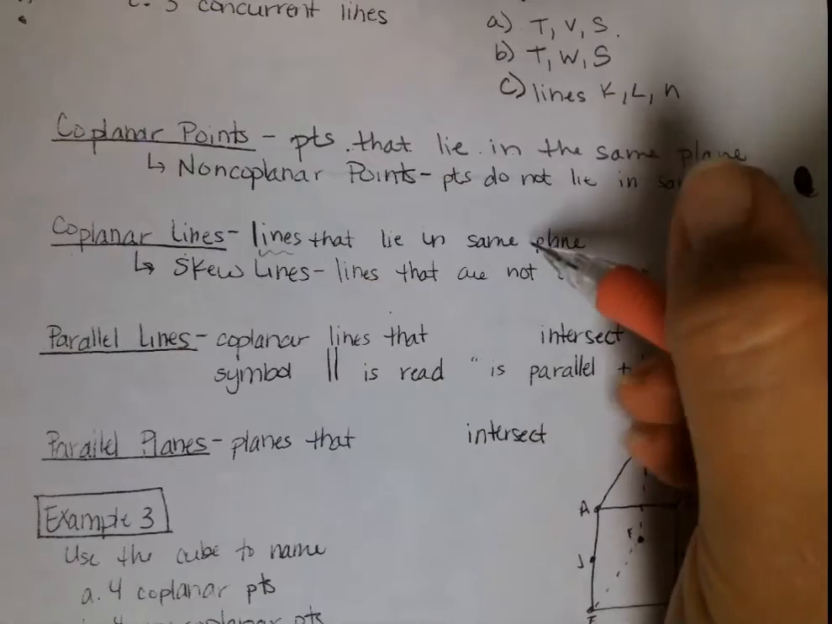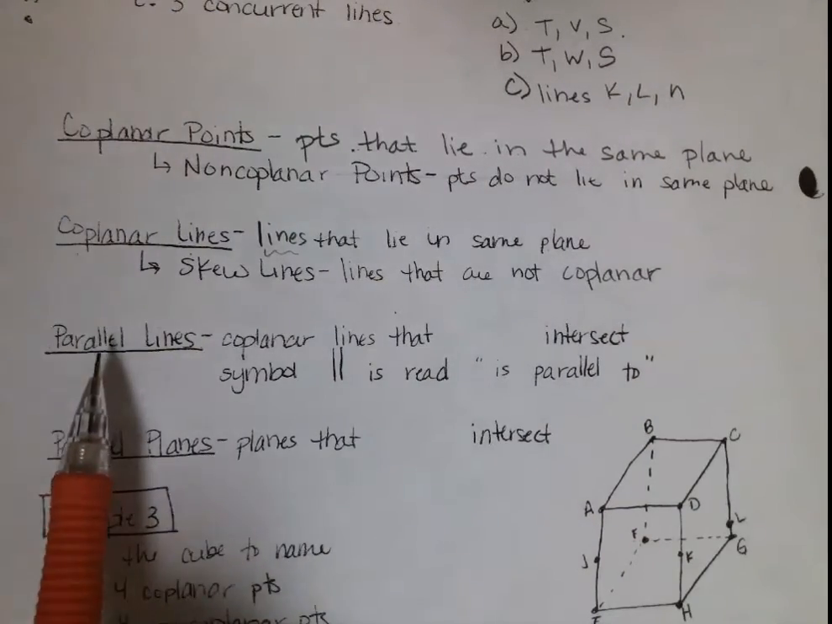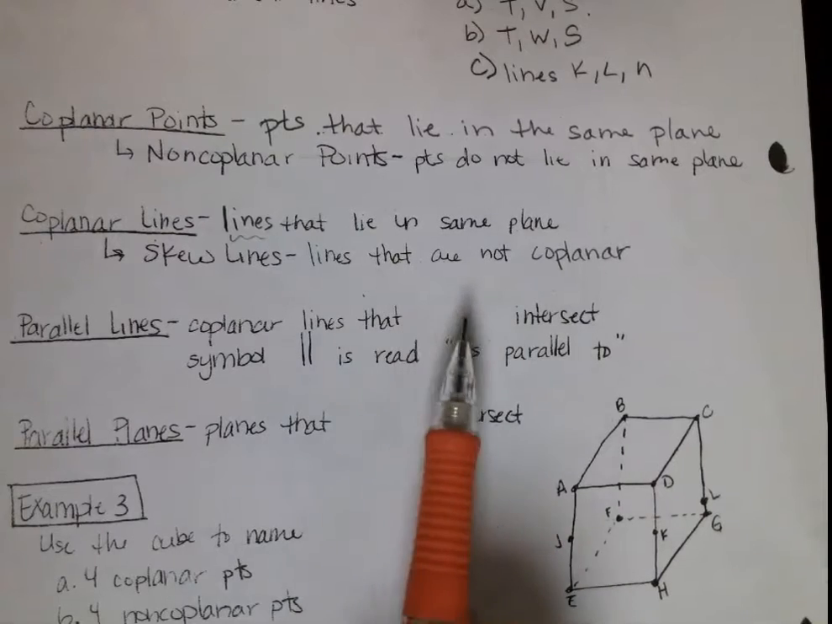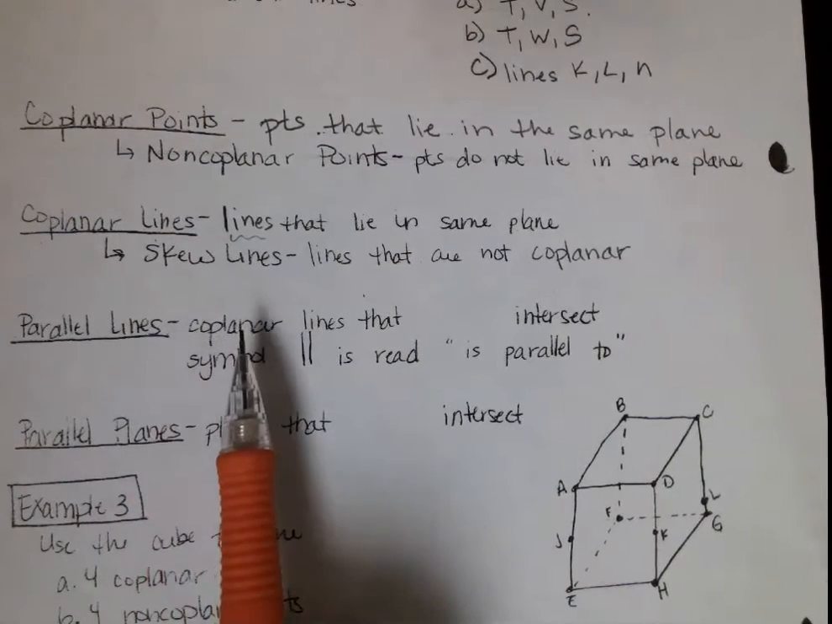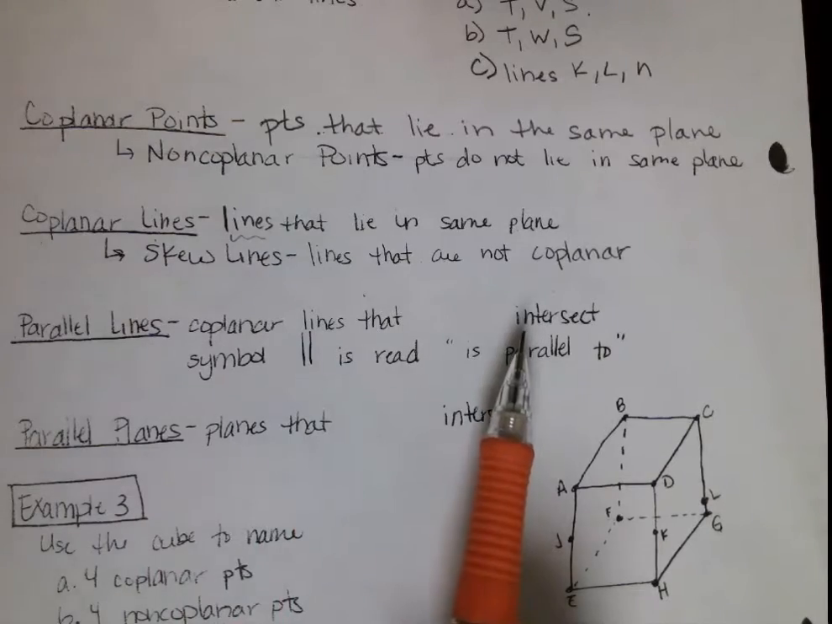Okay, they are not coplanar because they're not in the same plane. Okay, next up, parallel lines. We're missing a word here. So parallel lines are coplanar lines that blank intersect.